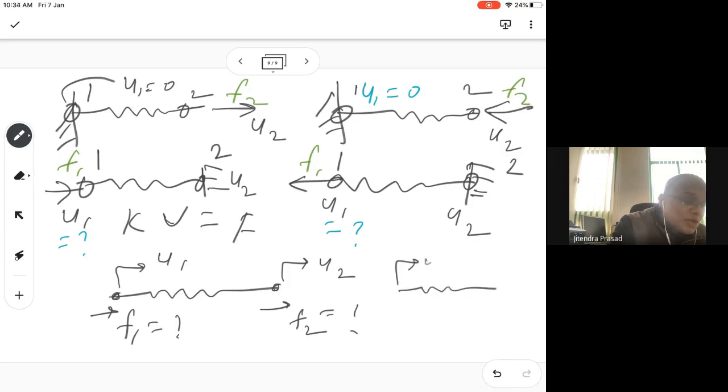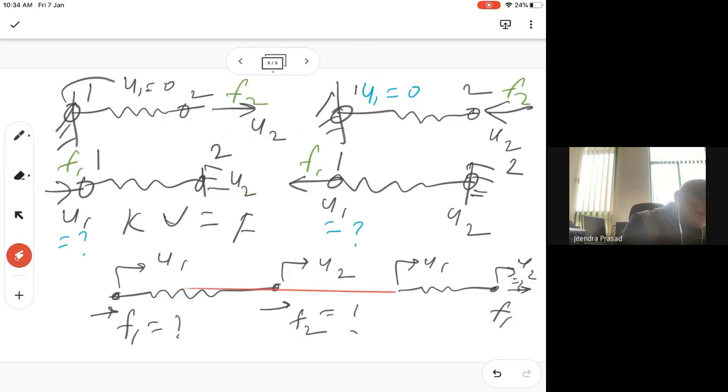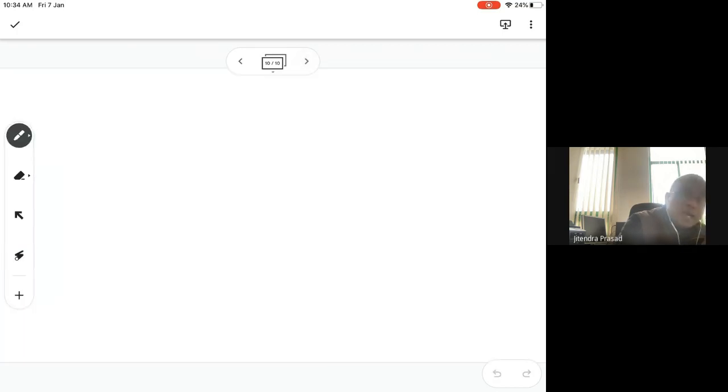It's possible that U1 is given and F1 is given, where U1 is not necessarily equal to 0. U1 could be any value. Still we can find out what will be the value of U2 in this case. So all combinations are possible. So it's a very simple problem, but we can solve all kinds of conditions.